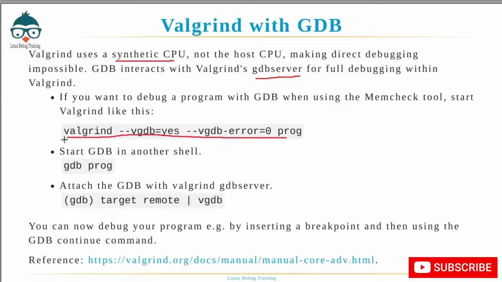Once we run the program with Valgrind GDB server, it will then instruct to run the same program with GDB in another shell and wait for the GDB connection. From another shell, use the GDB command with the program name and connect GDB with the Valgrind GDB server using this command. Once we have the connection, we can then debug and control the program using normal GDB options such as inserting a breakpoint, continue, etc. Let's understand this using an example.